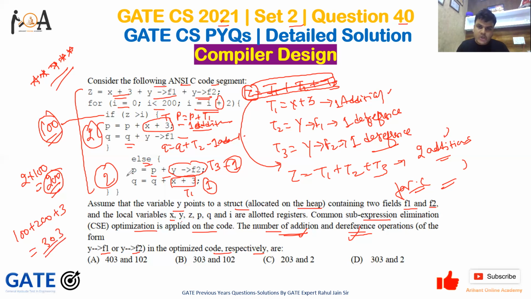And in this loop, we don't have any dereference operation. But before this loop, we have two dereference operations, right? So 303 addition operations and two dereference operations are required to optimize this code, right? To optimize this code, this many additions and this many dereferences are required. So it is a very important question from compiler design, from the subtopic code optimization, right?